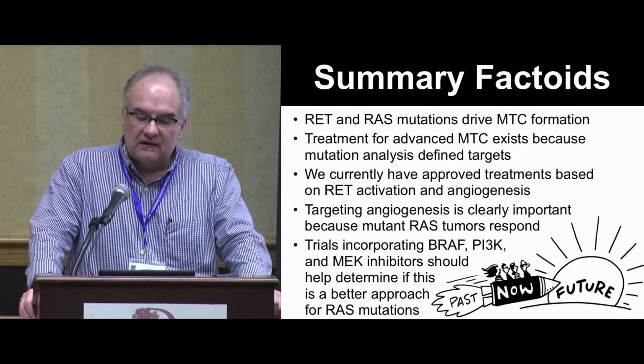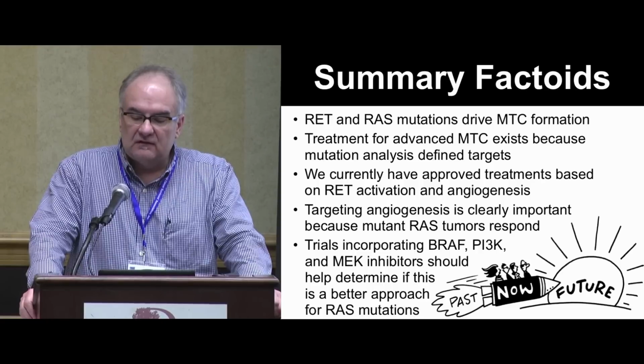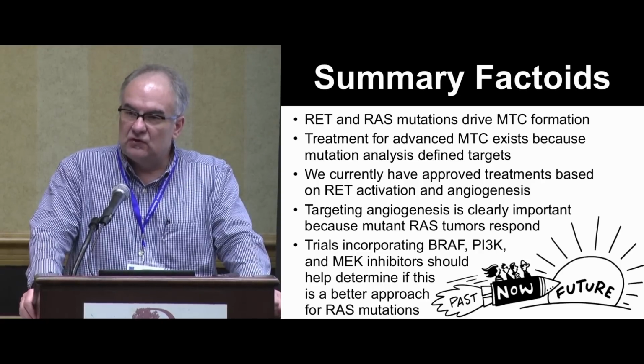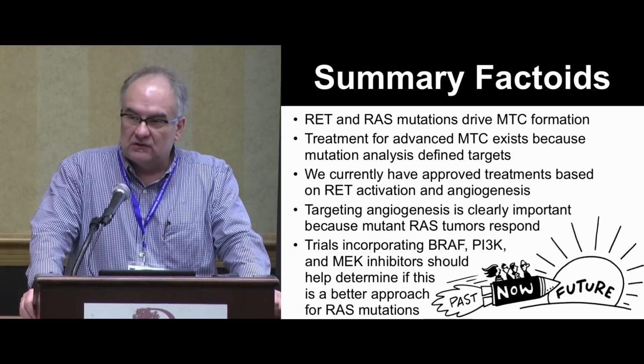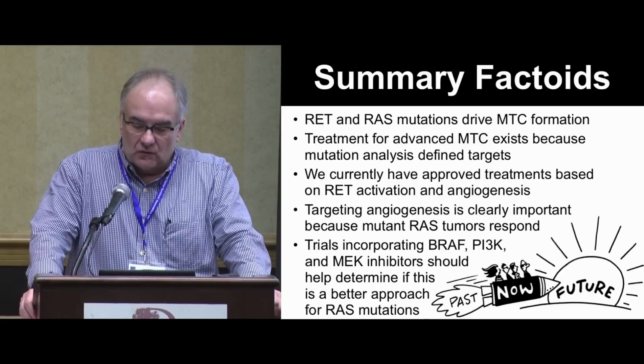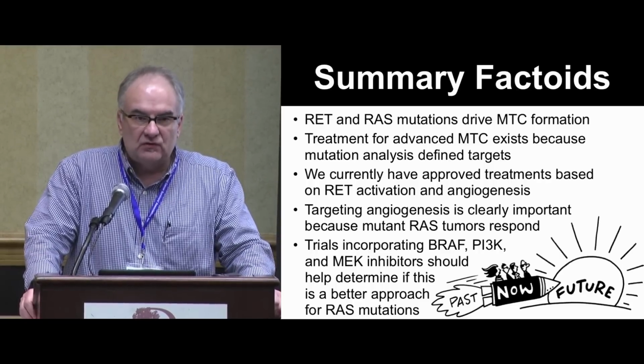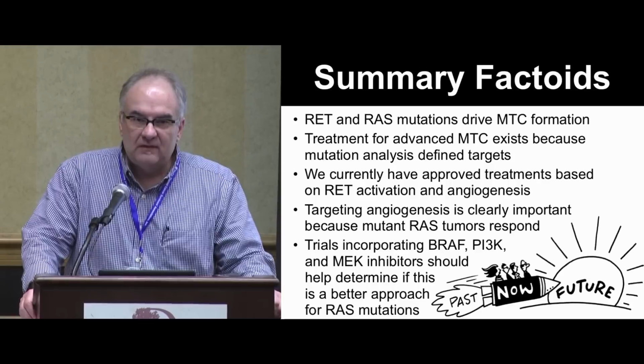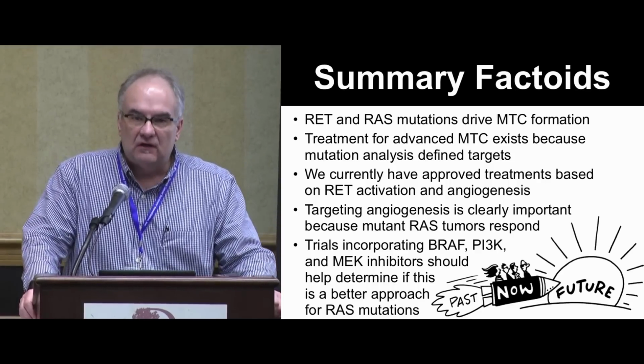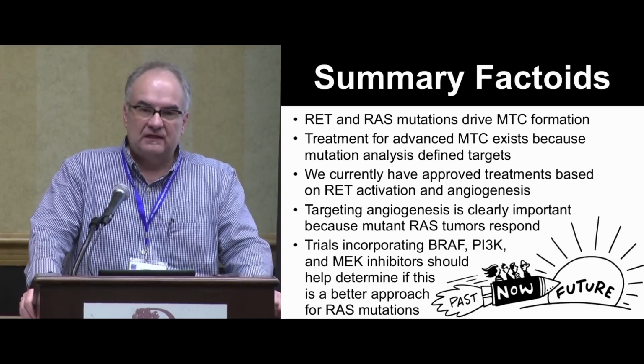And it's probably clear that angiogenesis is very important because in tumors that have RAS mutations driving the cancer, these drugs work. So those tumors are not being driven by RET. RET is not being inhibited in those tumors. The only thing that's being inhibited is the angiogenesis.